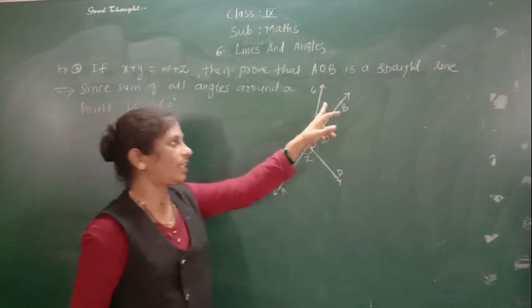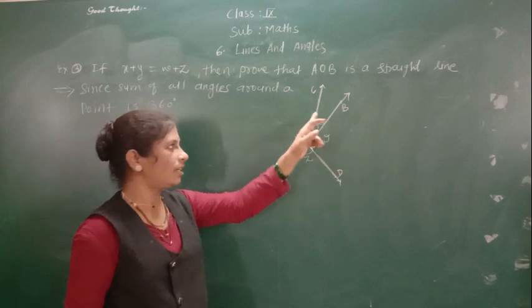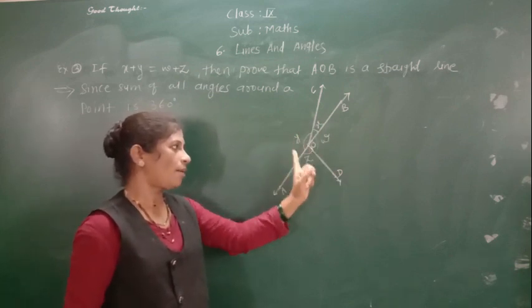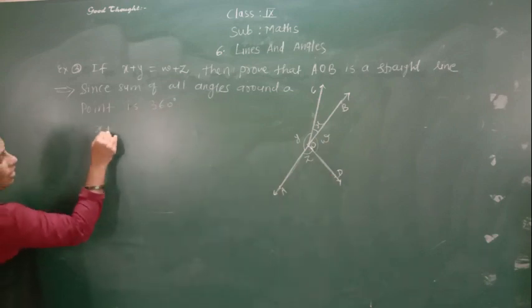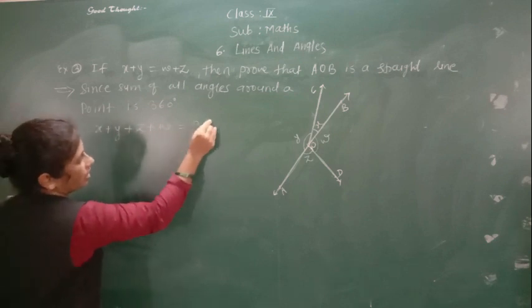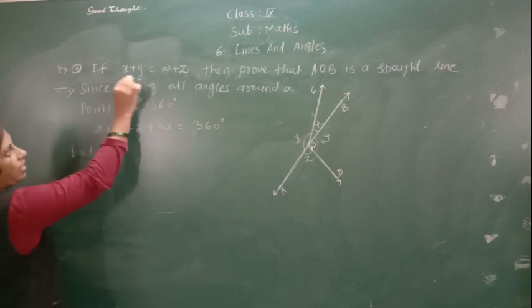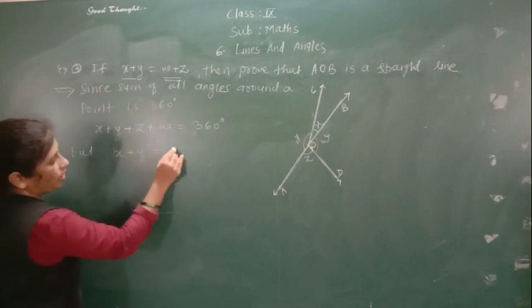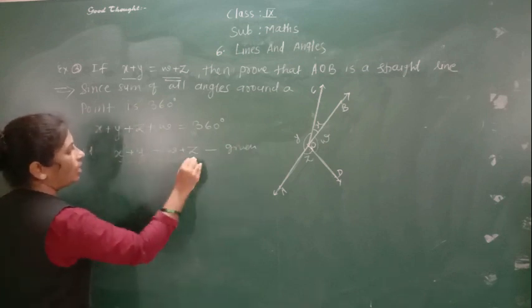Now no need to write all the angle names, since the angle measurements are given, we can write x plus y plus z plus w. So x plus y plus z plus w equals 360 degrees. But here what is given? x plus y equals w plus z is given for us. So we will use this statement in the above.